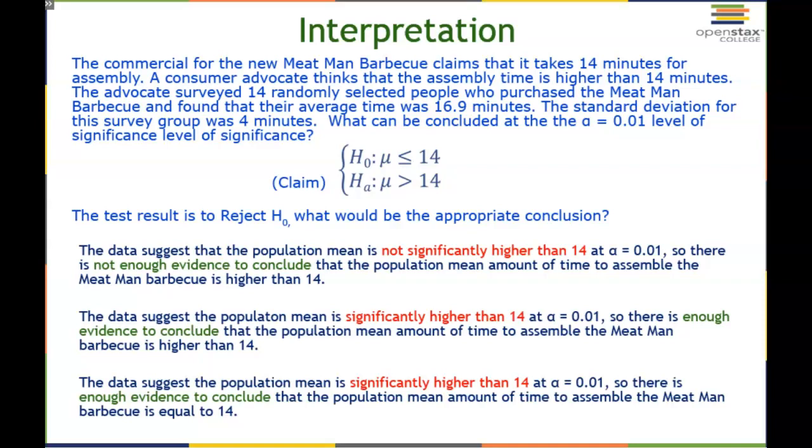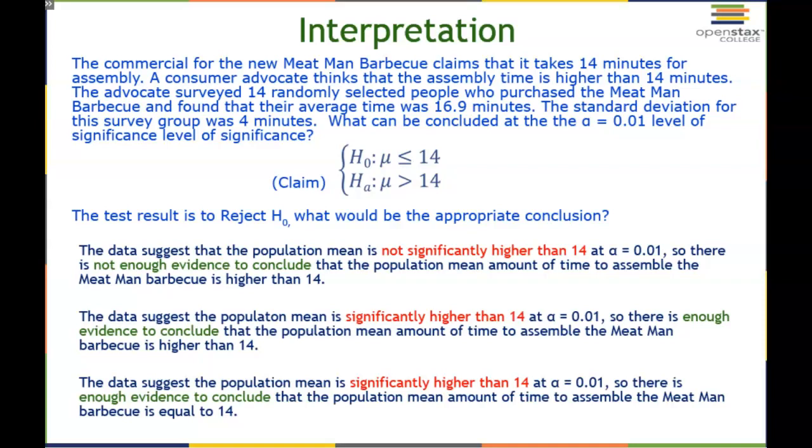And the last one, the data suggests the population mean is significantly larger than 14 at an alpha of 0.01. So there is enough evidence to conclude that the population mean amount of time to assemble the Meat Man barbecue is equal to 14. Now you're really looking for that language that is meaningful for the test.